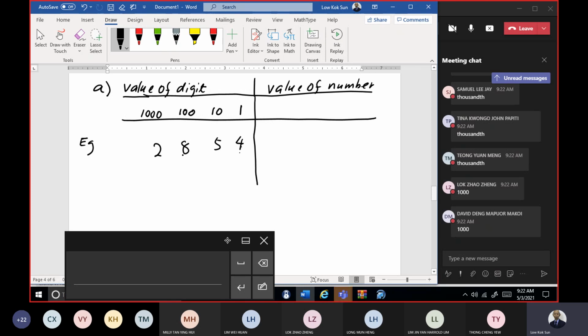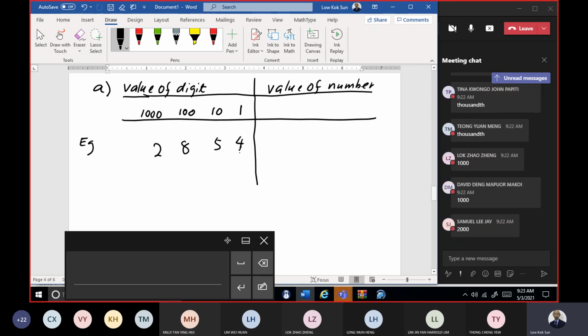This 8 means what? 800. This 2 means 2000. This 4 means 4, 4 times unit means 4. So each of them has a value. Now this one I just put 10 because it's system 10. So power of 1. Sorry, power of 0.